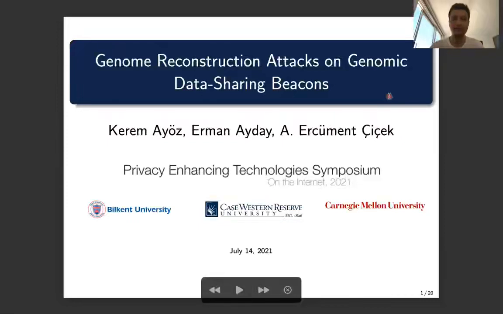We will present our paper with the title Genome Reconstruction Attacks on Genomic Data Sharing Beacons. Let's start with some background information.